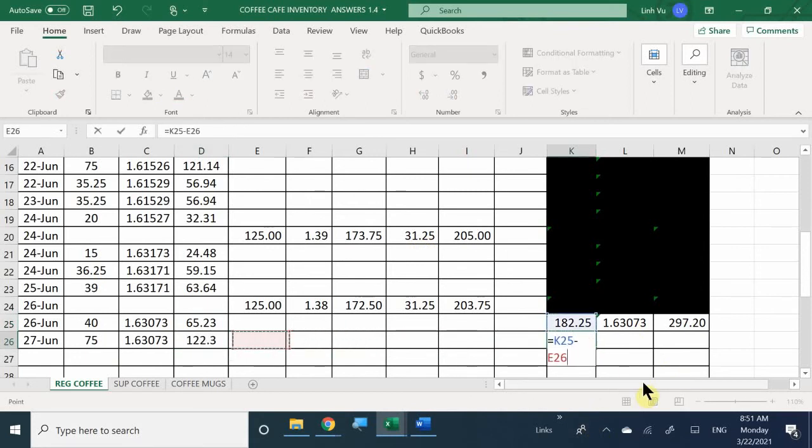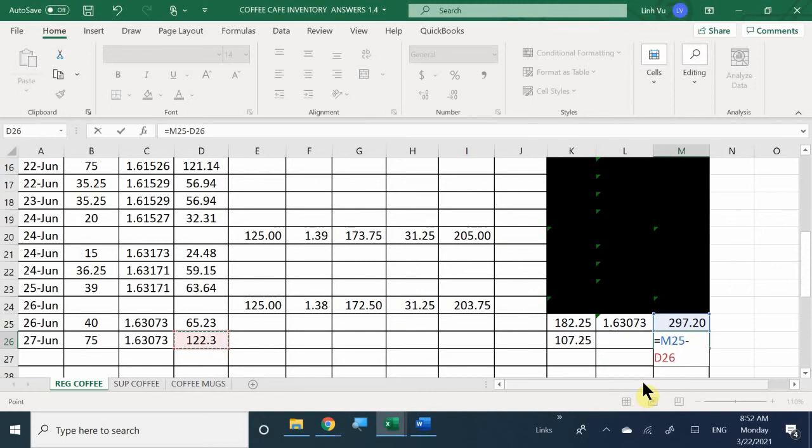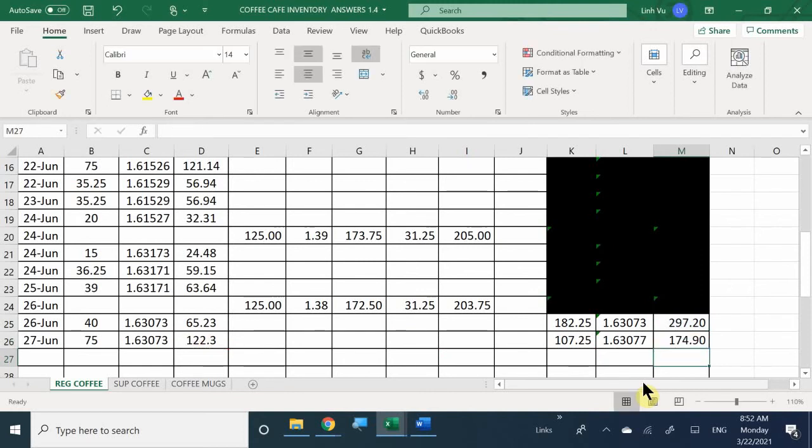How many pounds should I have left? 107.25. And what's my total cost going to be? 174.90. Therefore, that is my cost per item. Okay. No, wrong color. There we are. 107.25 for a total of 174.95.